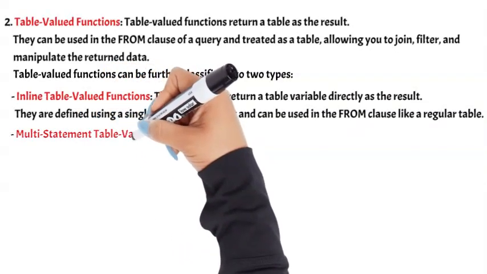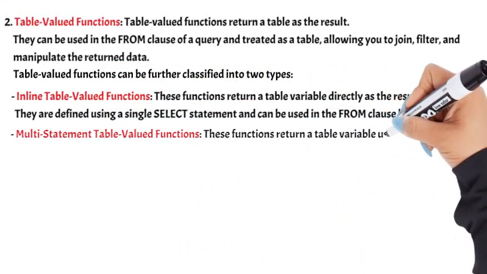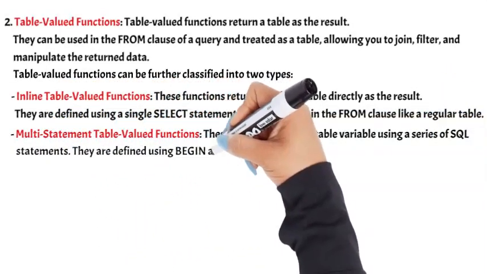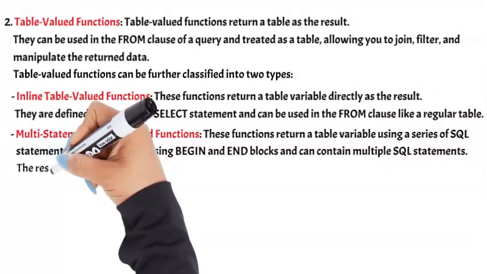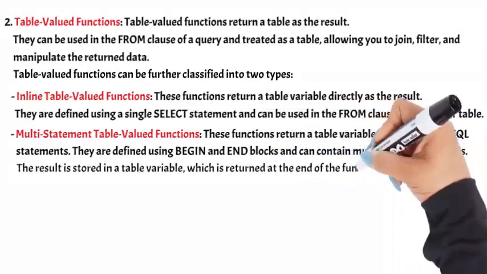Multi-statement table-valued functions. These functions return a table variable using a series of SQL statements. They are defined using begin and end blocks and can contain multiple SQL statements. The result is stored in a table variable, which is returned at the end of the function.